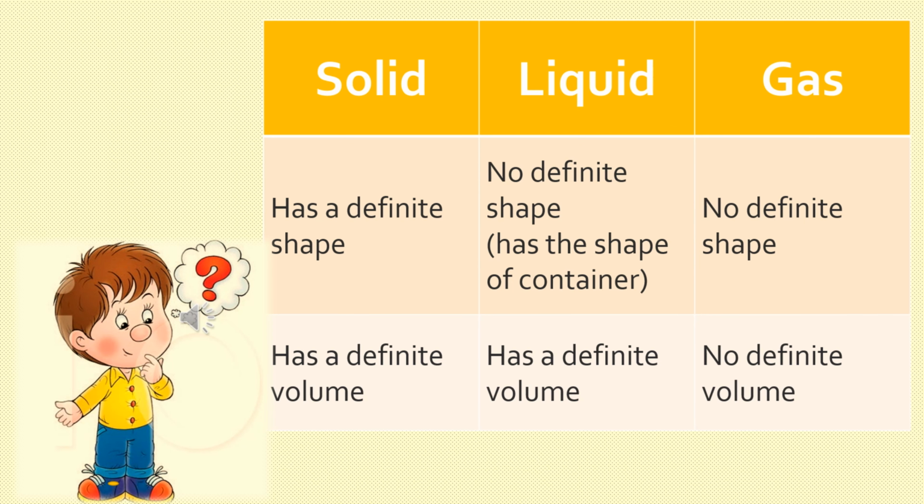Children, already you have clear knowledge about the three states of matter: solid, liquid and gas. The characteristics of solids, liquids and gases can be compared as follows. First one, solid. Solid has a definite shape and a definite volume too. Then liquid has no definite shape. It takes the shape of the container. But liquid has a definite volume. Then what about gas? Gas does not have a definite shape and also does not have a definite volume.